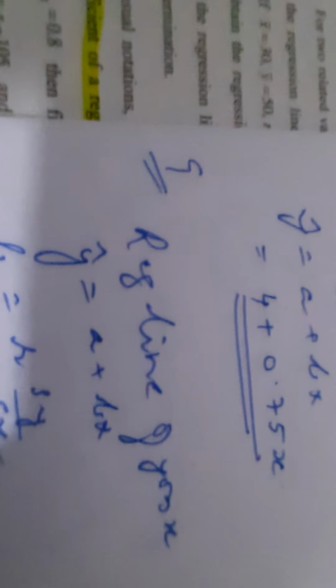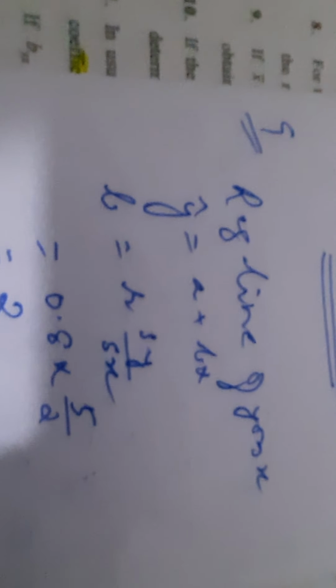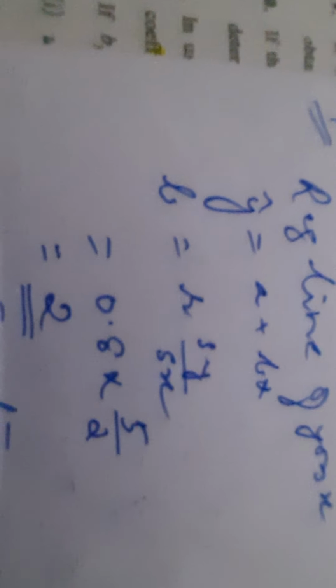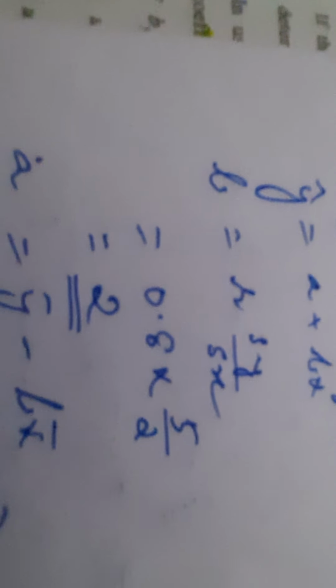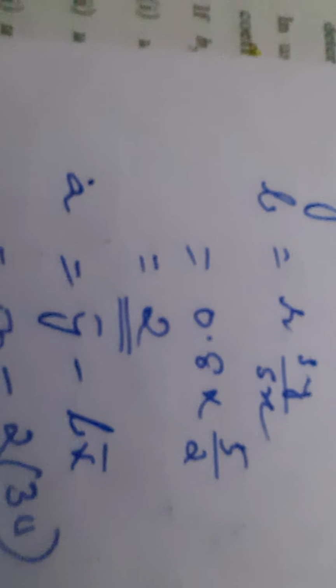The regression line of y on x is y cap equals a plus bx. Here b is equal to r into sy upon sx. So 0.8 is r, sy is 5 and sx is 2. So the answer is 2. B we got as 2.